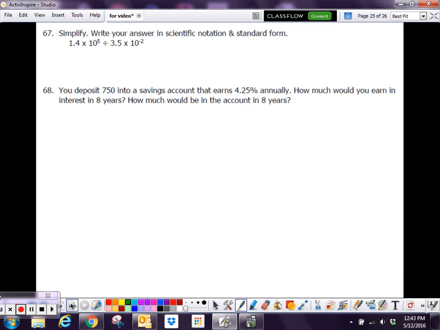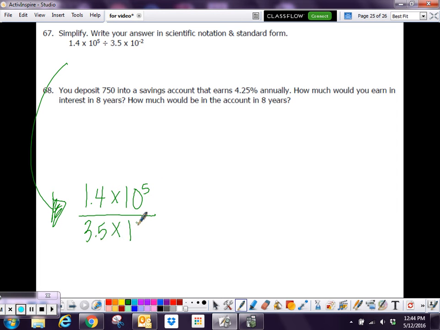Okay, a couple more left. 67, simplify. Write your answer in scientific notation in standard form. Okay, so this is just scientific notation. I'm going to actually work this down here so I have more room. So I have 1.4 times 10 to the 5th divided by 3.5 times 10 to the negative 2. Okay, what's nice about this is since it involves exponents, we just use the same rules that we use for our other exponents. So you divide the coefficients, and then we're going to end up subtracting these exponents.